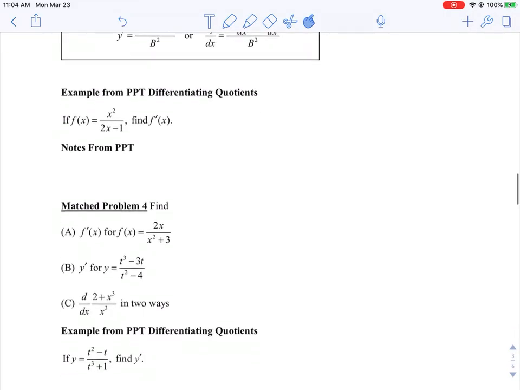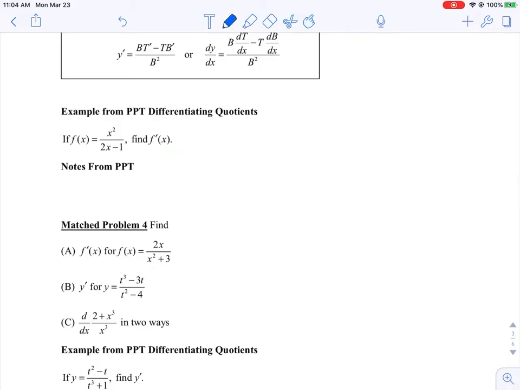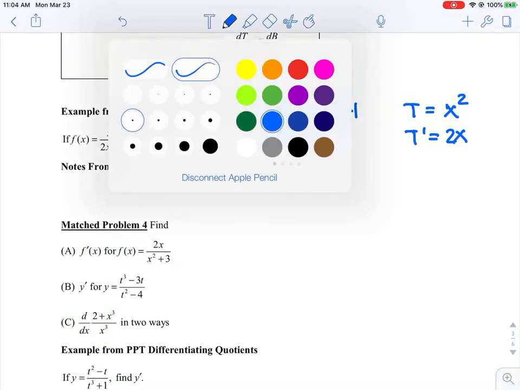And just like I did with the product rule, I'm going to do the same kind of setup, only I'm going to do the bottom first and then the top. So the bottom is 2x minus 1. The derivative of the bottom is 2. The top is x squared. The derivative of the top is 2x.